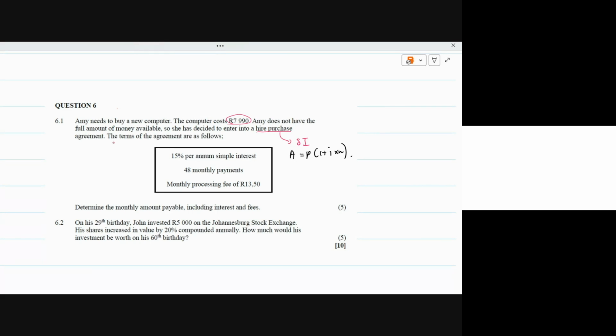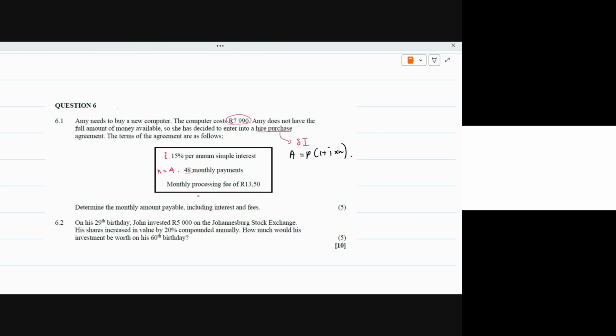All right. Then it says the terms of the agreement are as follows. We've been given 15% per annum in simple interest. So that's I. And then it says 48 monthly payments. Now, that doesn't tell us much because N isn't the number of months, it's the number of years. So we need to first convert this into years. So 48 divided by 12 will give us an N of 4.